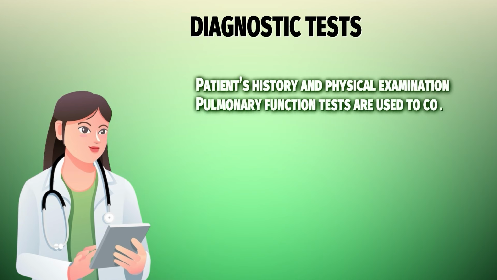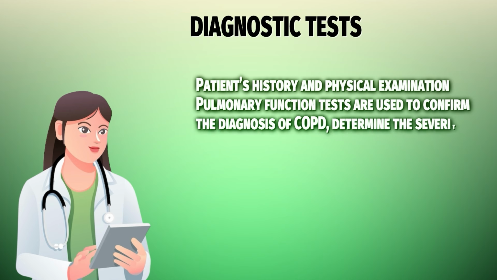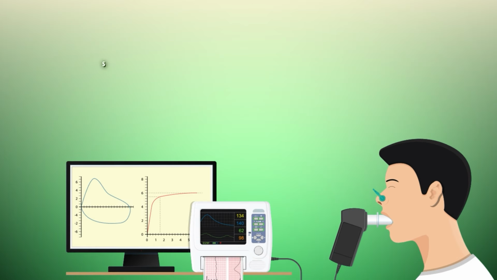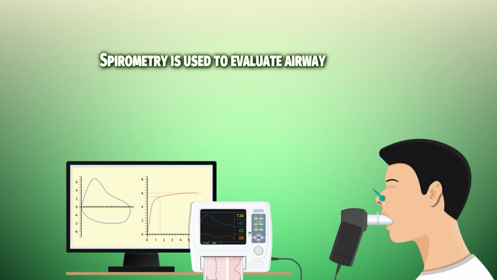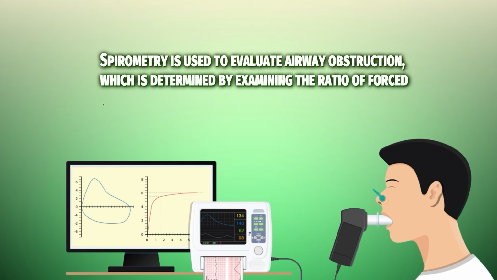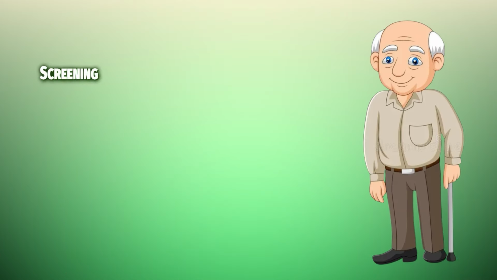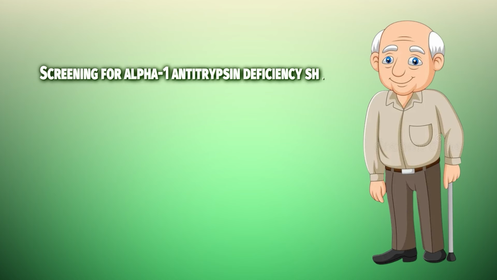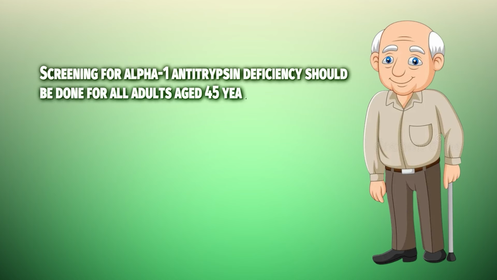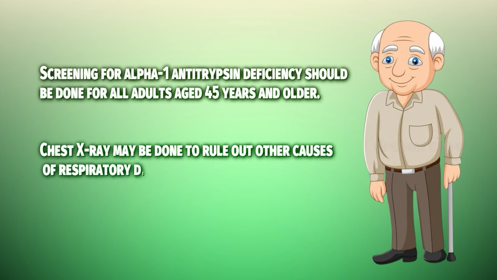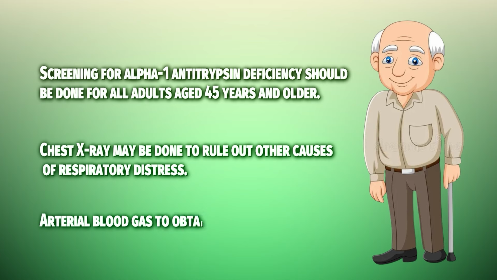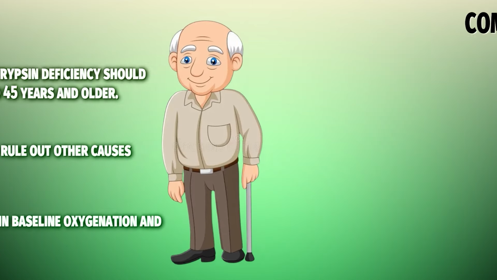Diagnostic tests. Patient's history and physical examination, pulmonary function tests are used to confirm the diagnosis of COPD, determine the severity, and monitor the progression. Spirometry is used to evaluate airway obstruction, which is determined by examining the ratio of forced expiratory volume, FEV1, to forced vital capacity, FVC. Screening for alpha-1 antitrypsin deficiency should be done for all adults aged 45 years and older. Chest X-ray may be done to rule out other causes of respiratory distress. Arterial blood gas to obtain baseline oxygenation and gas exchange.